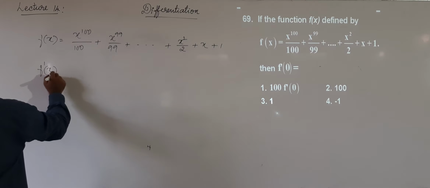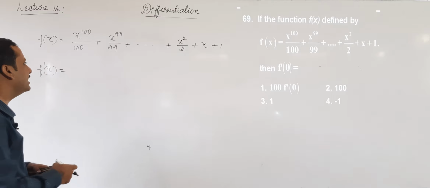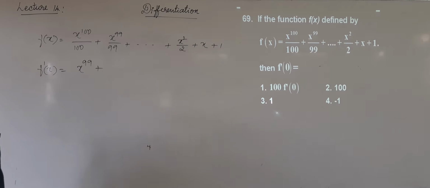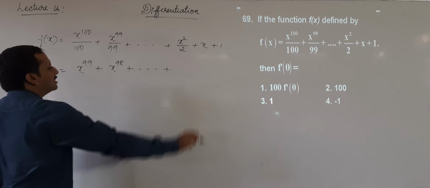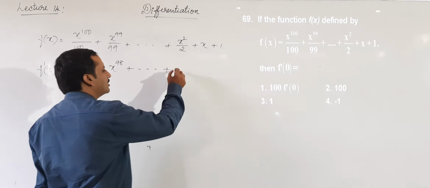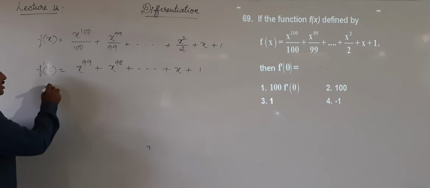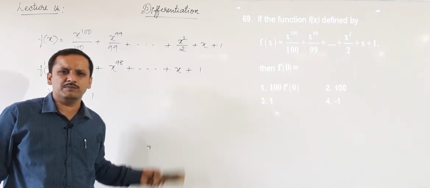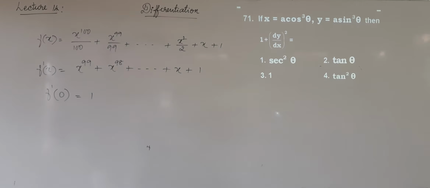Now f dash of x. If I differentiate this, derivative of x power 100 is 100 into x power 99. There 100 gets cancelled, so x power 99. Derivative of x power 99 is 99 into x power 98, so 99 gets cancelled, x power 98, and so on. Derivative of x square is 2x, 2 gets cancelled, x. Derivative of x is 1. This is f dash of x. I want f dash of 0. Put x equal to 0, last term will be 1, remaining all will be 0. So 1 is the answer, which is the third option.